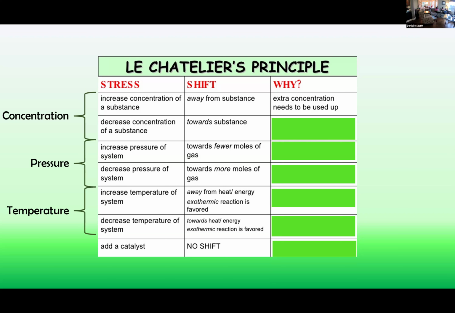So if an increase goes away from the substance because extra concentration needs to be used up, then a decrease is going to go toward it because why? There's not enough concentration. Yeah, because it has a need to produce more of the substance to make up for what was removed. All right, so let's think about pressure. Increasing pressure in a system, it moves towards the fewer moles of gas. Why would it move towards fewer moles if you've increased your pressure?